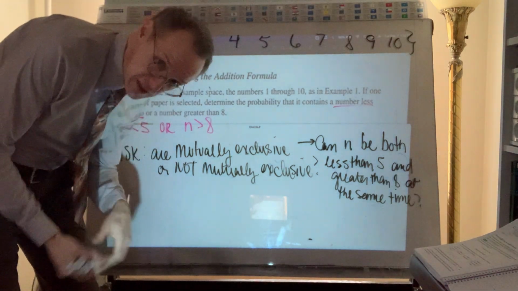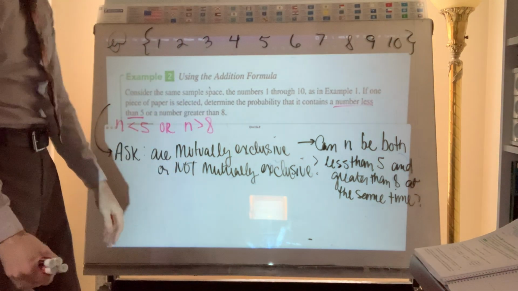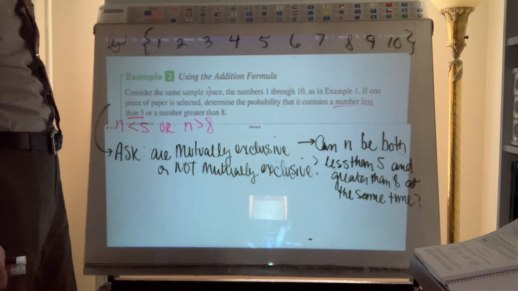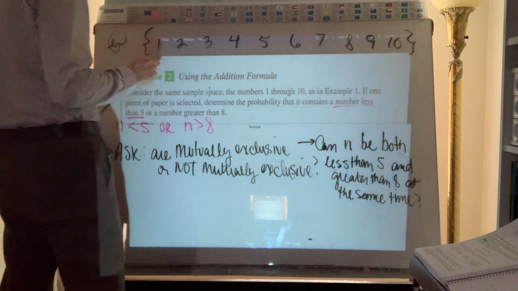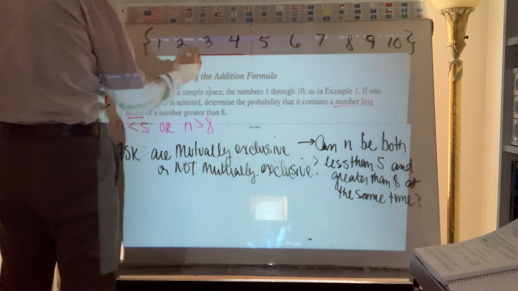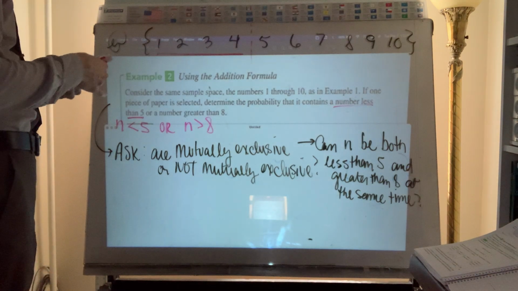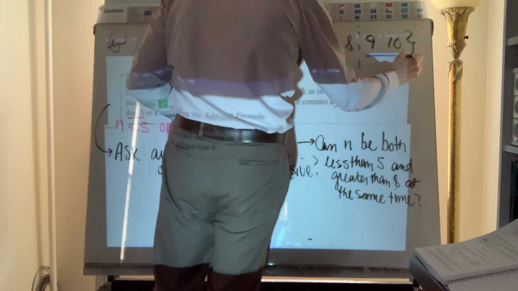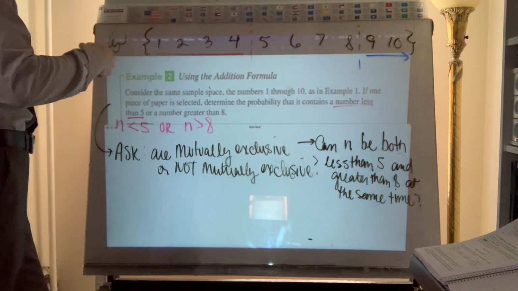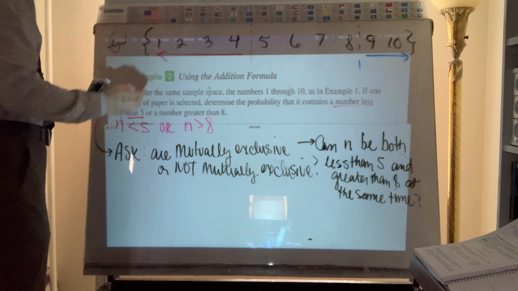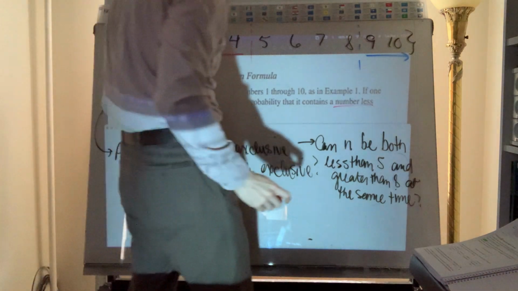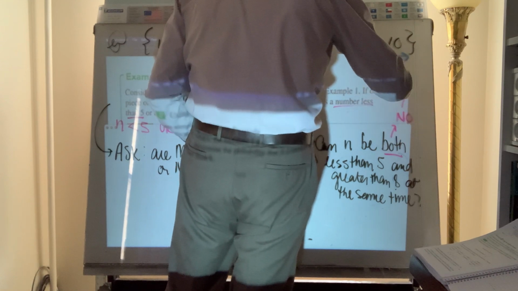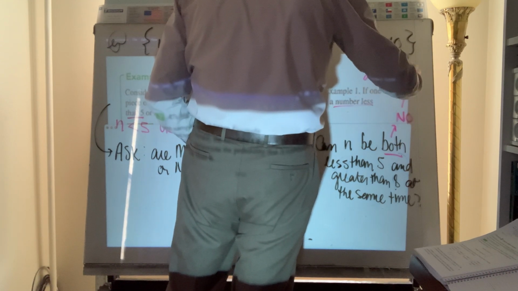Can a number be both less than 5 and greater than 8 at the same time? That would seem kind of silly if you actually dwell upon it, right? A number cannot be less than 5, which would be everything from here to here, and simultaneously greater than 8, which would be from here to here. So, can they be both? No. So then they are mutually exclusive.